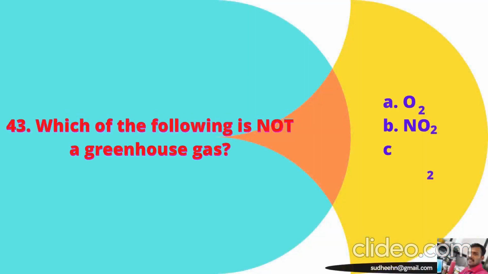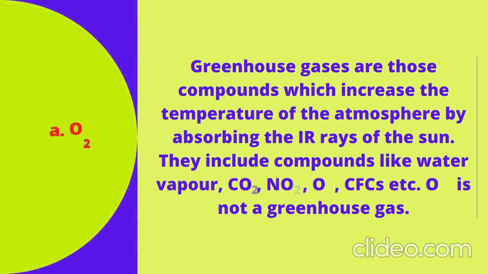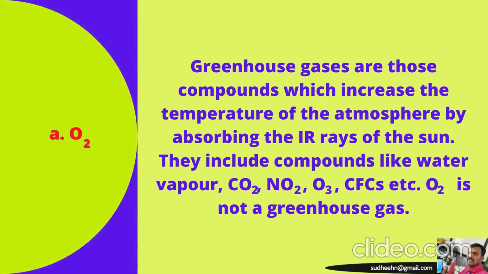Next, which of the following is not a greenhouse gas? Option A is O2 oxygen, NO2 nitrogen dioxide, CFC chlorofluorocarbon, and option D is CO2 carbon dioxide. The right answer is option A, O2, because greenhouse gases are those compounds which increase the temperature of the atmosphere by absorbing the infrared rays of the sun. They include compounds like water vapor, CO2, NO2, O3, CFCs, etc., but not O2. So the right answer is option A, that is O2.